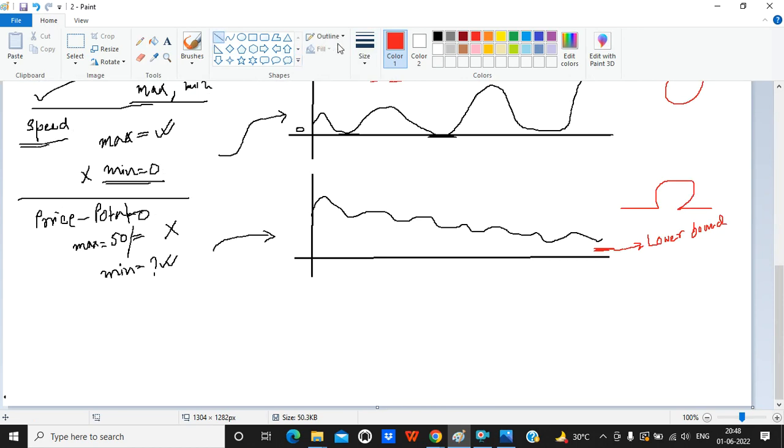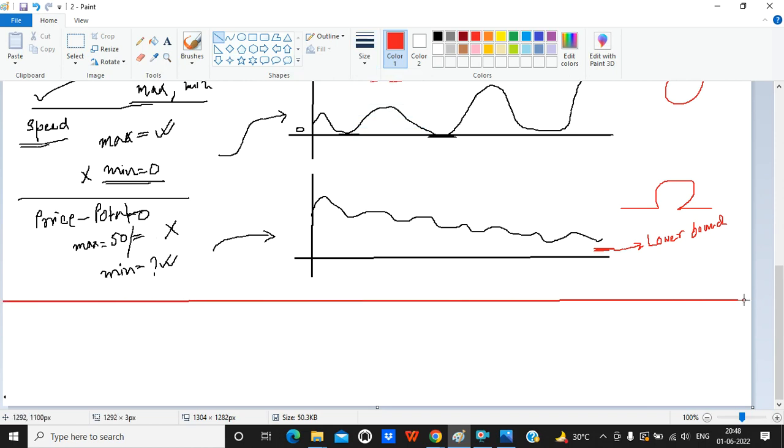Yes, it is somehow clear. Okay, now the next part, how to calculate. Am I audible now properly? Yes, exactly right. You are audible now.